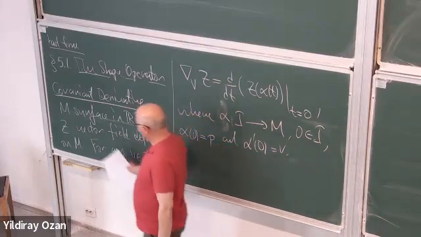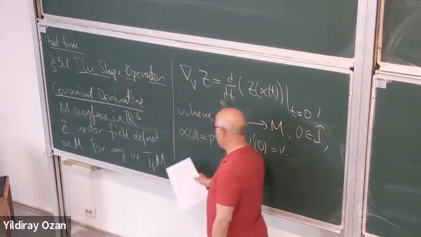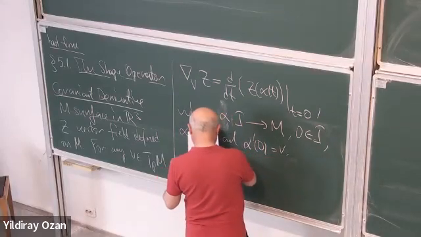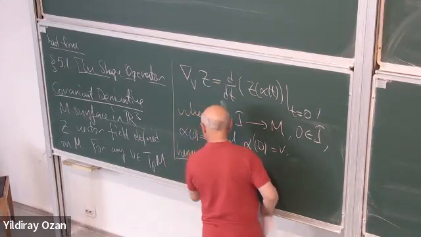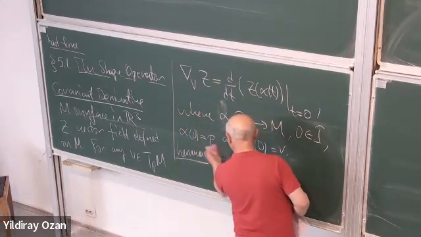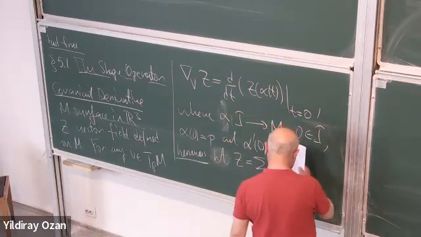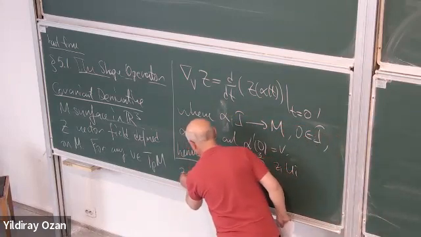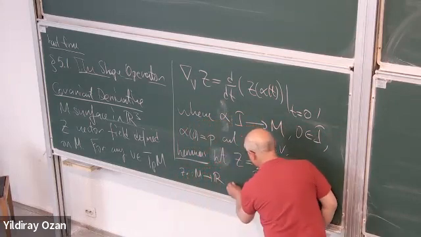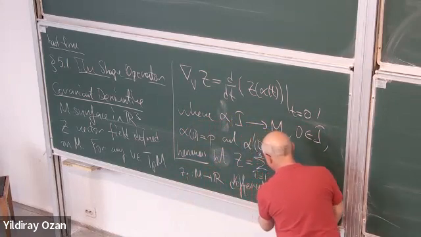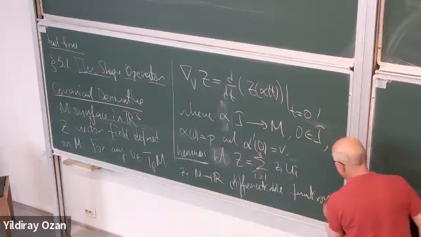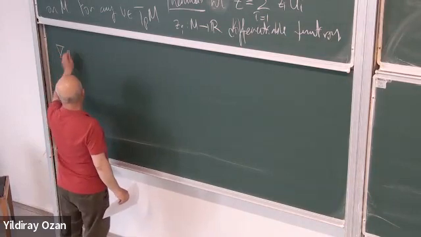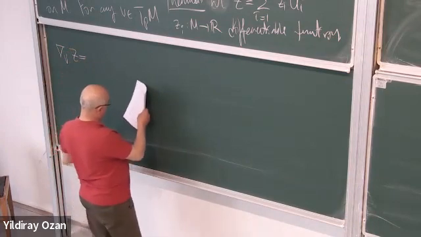Here we may consider Z as a function from R3 into R3, defined on M. We may think of it this way. And we have this lemma. Let the vector field Z be given like this. Here the Z_i's are differentiable functions. Then this covariant derivative, so the directional derivative of Z along V, is nothing but the following.